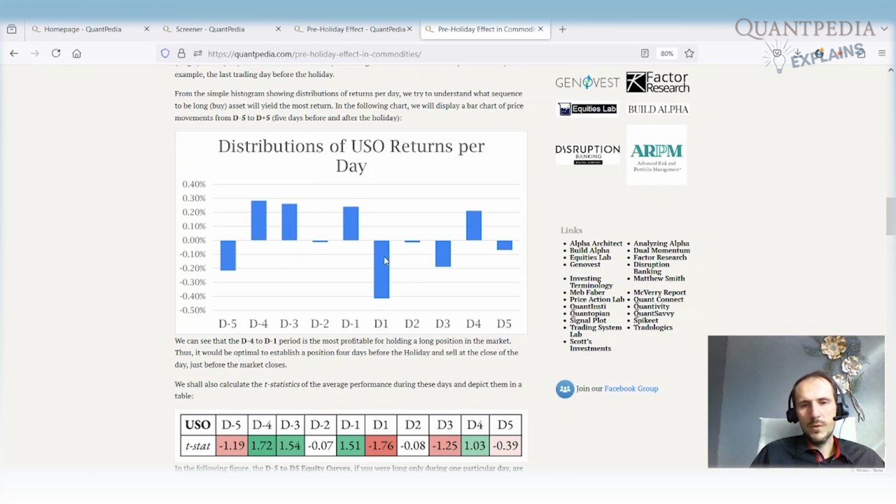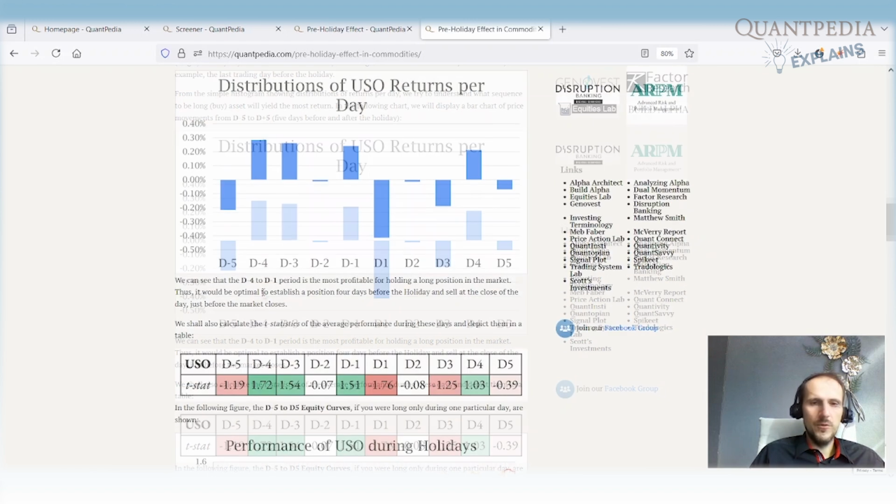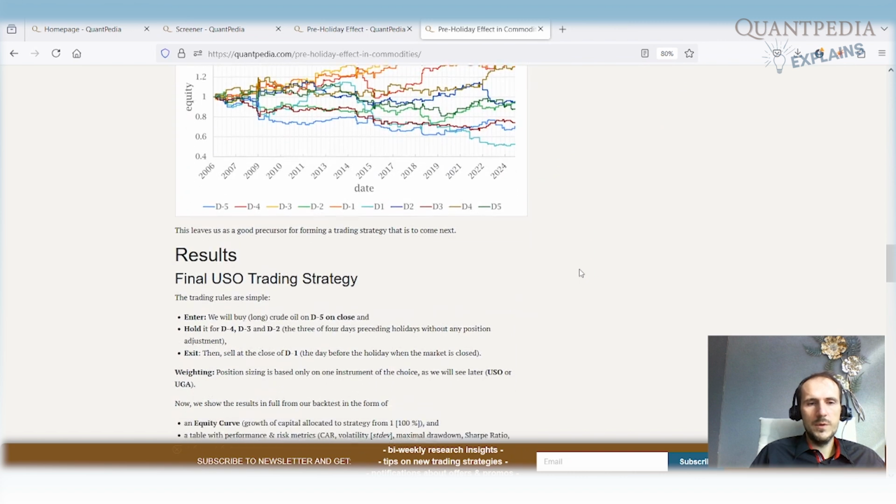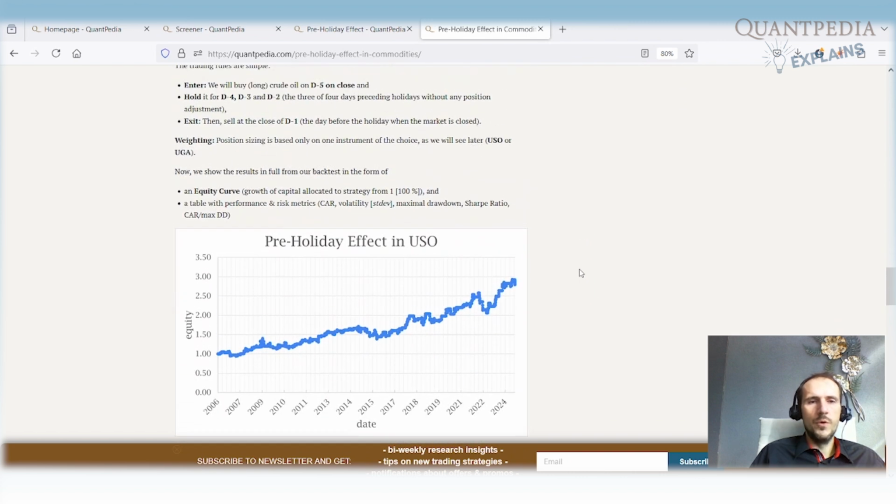We were not checking the performance during the downdrift, but those 4 days before the holidays were interesting. So we checked the performance on the individual days, and then what the strategy would be if we bought US oil at the close on the 5th day before the holidays. We hold this portfolio for 4 days, D-4, D-3, D-2, and then we sell at the end of day D-1, which is the day before the holiday when the market is closed. So this is when we sell it.